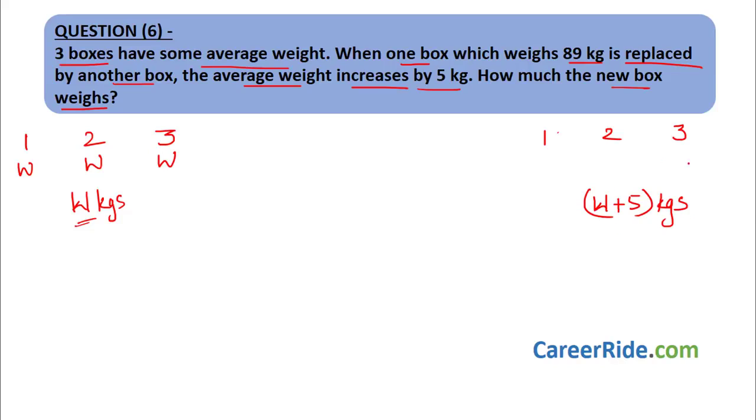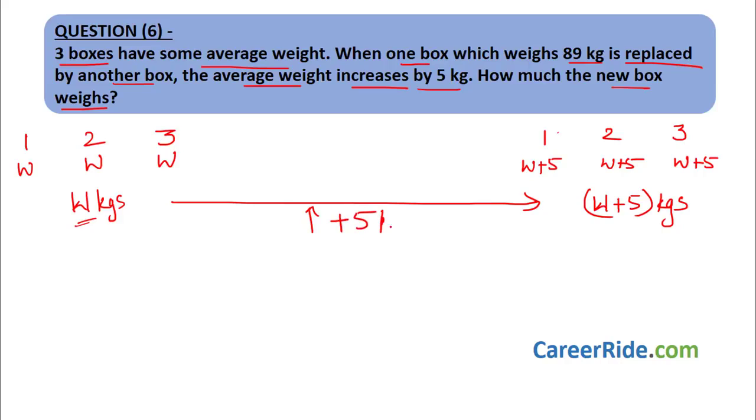So what will be the individual weights of the boxes? W plus 5 kg, W plus 5 kg and W plus 5 kg. So what does this mean? If the average increases by 5 kgs, then individual weights also increase by 5 kgs. Did you see over here? It was W, W, W. When the average became W plus 5 kg, it became W plus 5, W plus 5 and W plus 5, right?